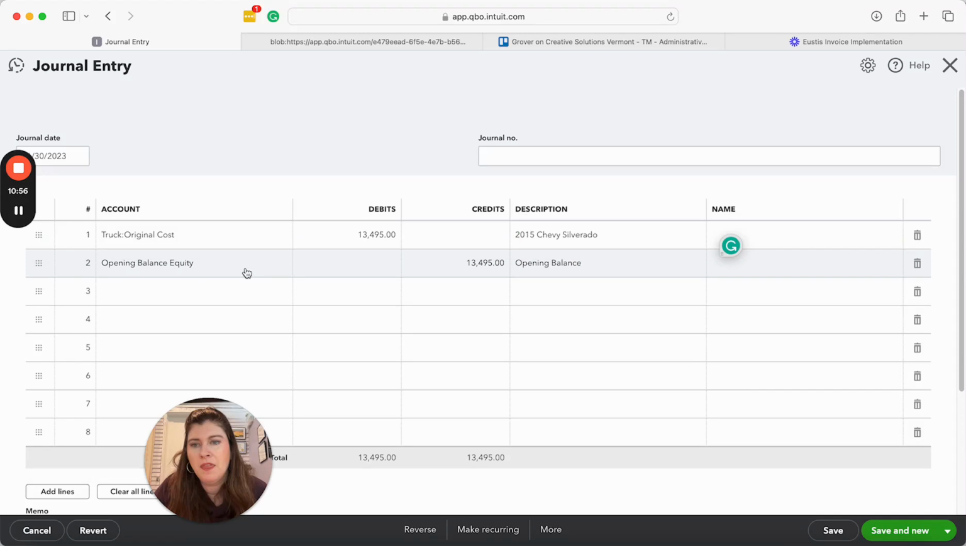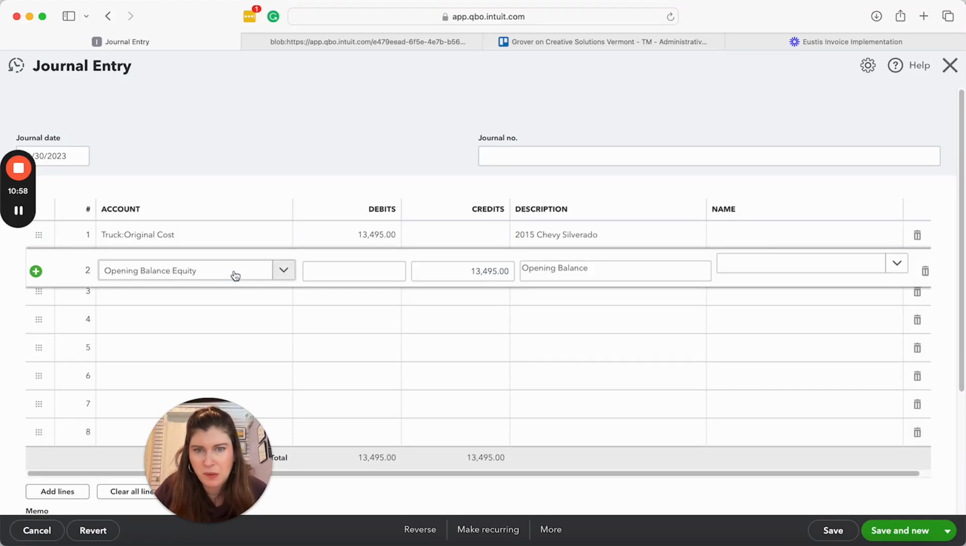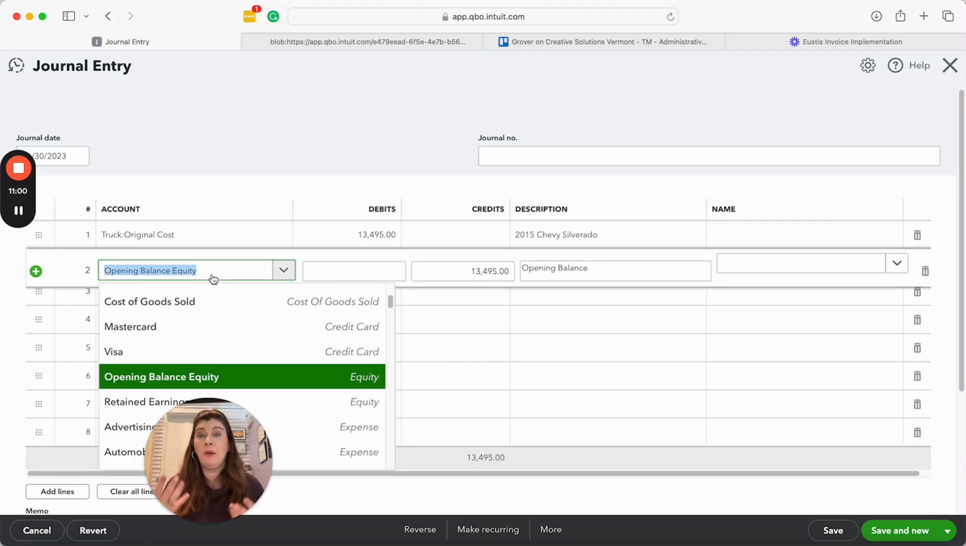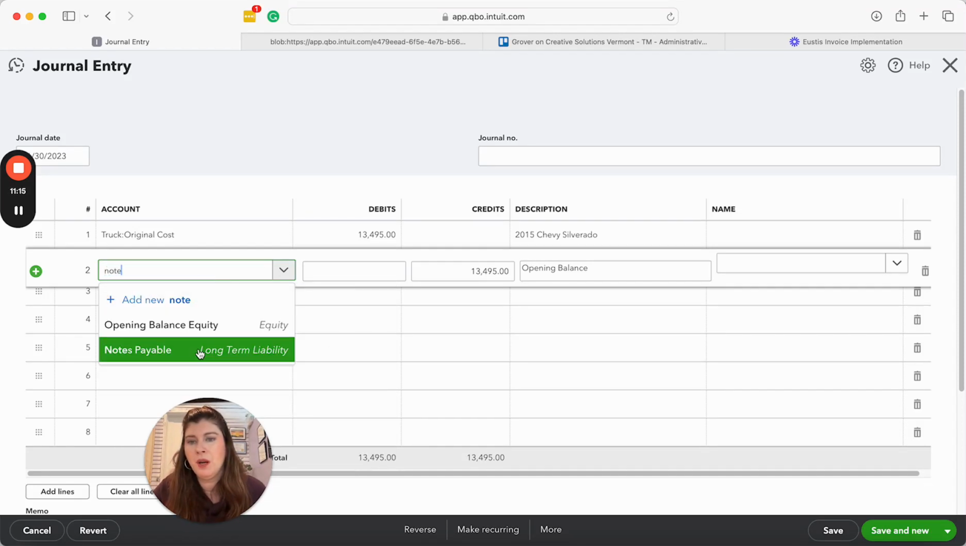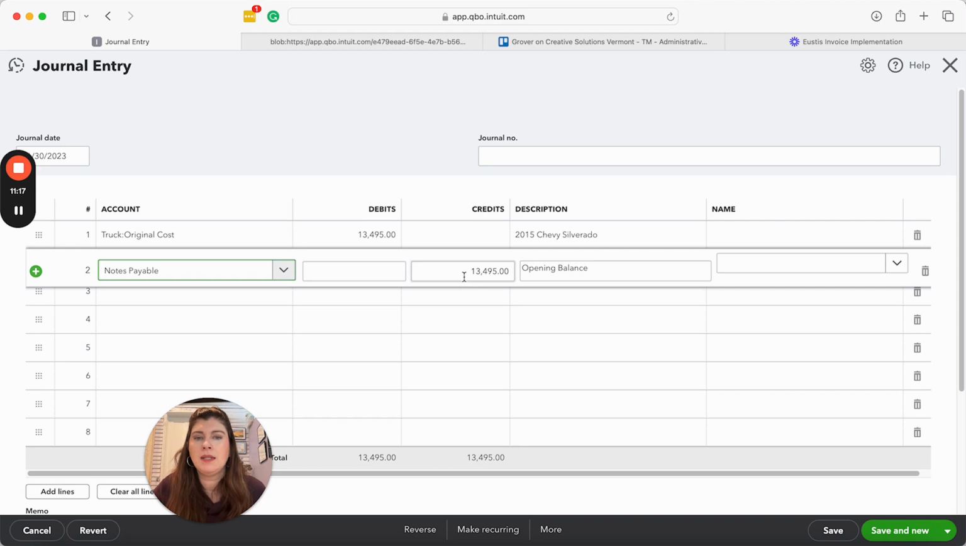Okay, and then this is not going to be against open balance equity. This is however you paid for it. So if you took out a loan, it's a notes payable. And if you paid cash for it or a check or whatever, you would put the bank account, cash, however you paid for it. So let's just say it's a note payable. We already have notes payable right here. That's going to put that balance into the notes payable.